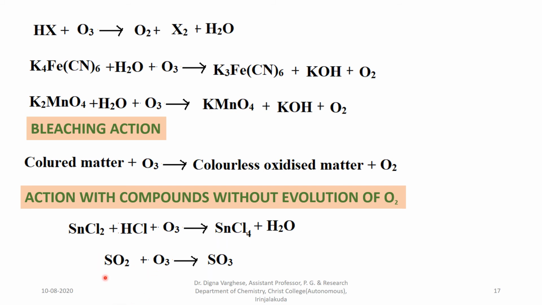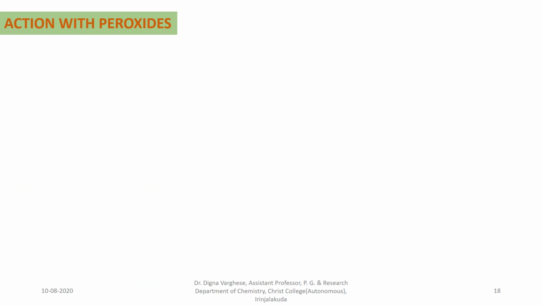Another reaction is sulfur dioxide is oxidized by ozone to give sulfur trioxide. Next reaction is action with peroxides. Ozone reacts with peroxides, for example hydrogen peroxide and barium peroxide, bringing about their reduction to the corresponding monoxides. Here hydrogen peroxide reacts with ozone forming water. Here the hydrogen peroxide is reduced to its monoxide, like water.